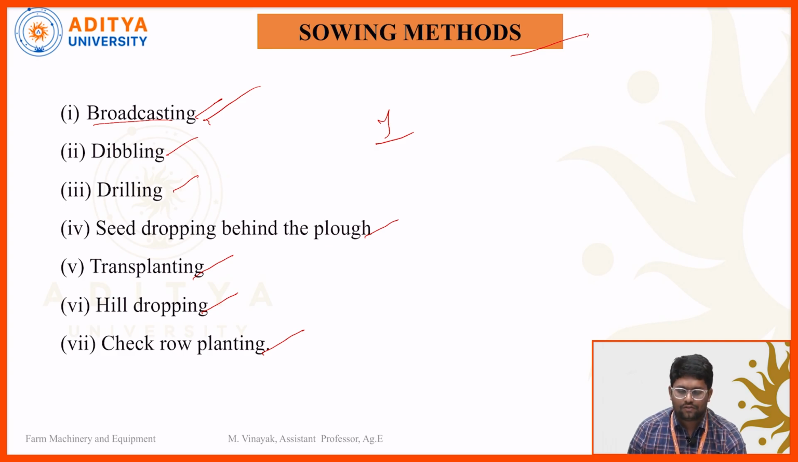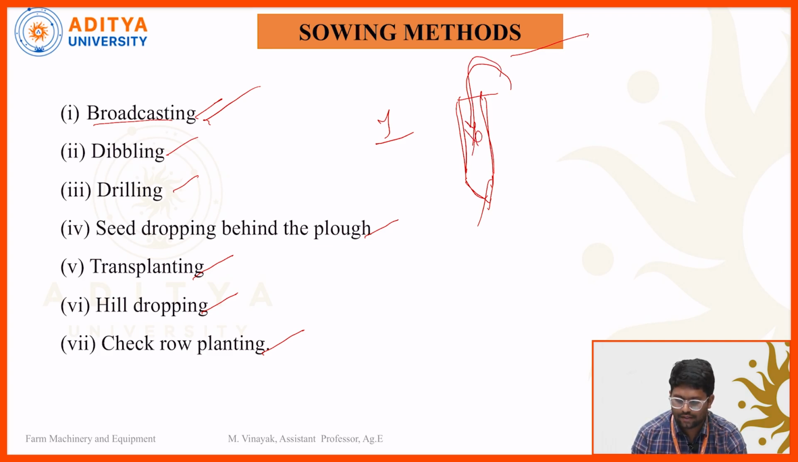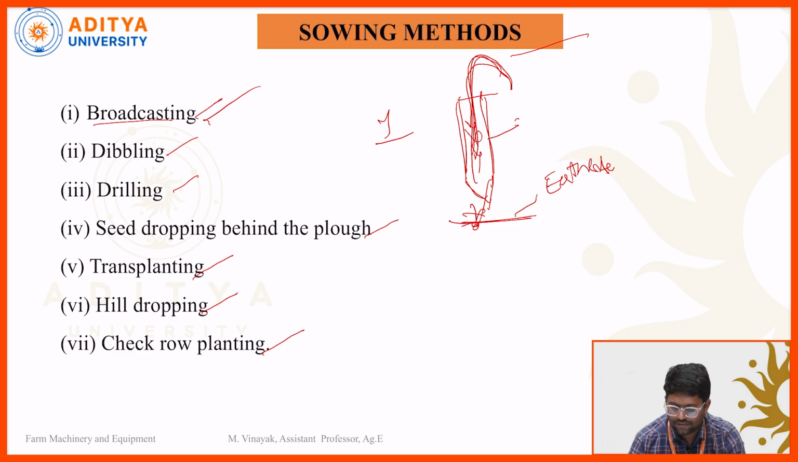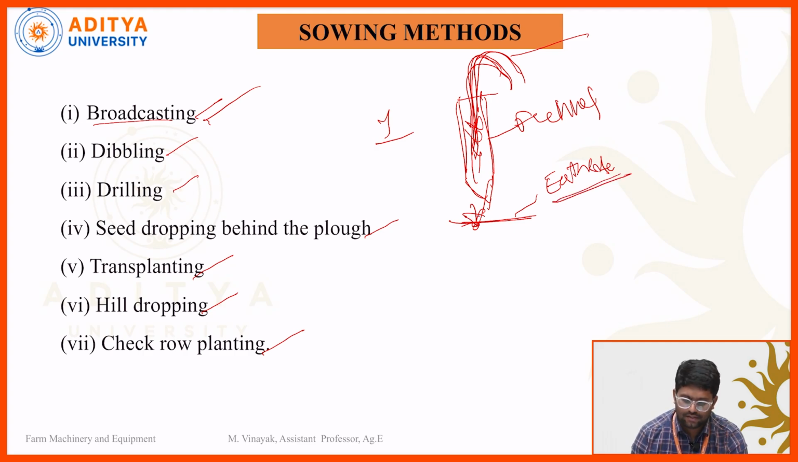Next one is dibbling. Simply take a pipe or funnel-like structure. We can drop the seed from this section, and it will be delivered to the earth surface. This one is the earth surface, and this one is a funnel-like structure. You drop the seed from the funnel and it is delivered at the earth surface. This is dibbling.